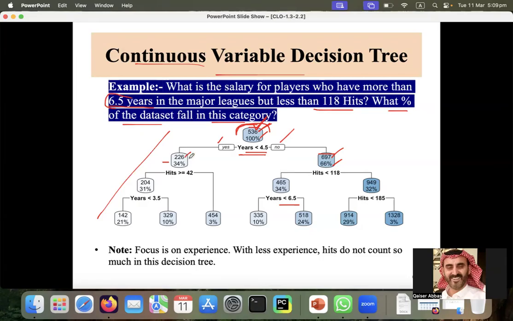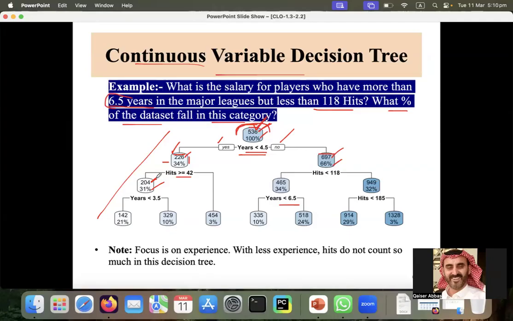Then come here. If the number of hits is greater than or equal to 42, then the players with hits greater than 42 are 31% of this previous thing. And now it is the salary maybe. Suppose 204 is the salary, but I think maybe from this 226, it is still not salary. It may be the number of players.